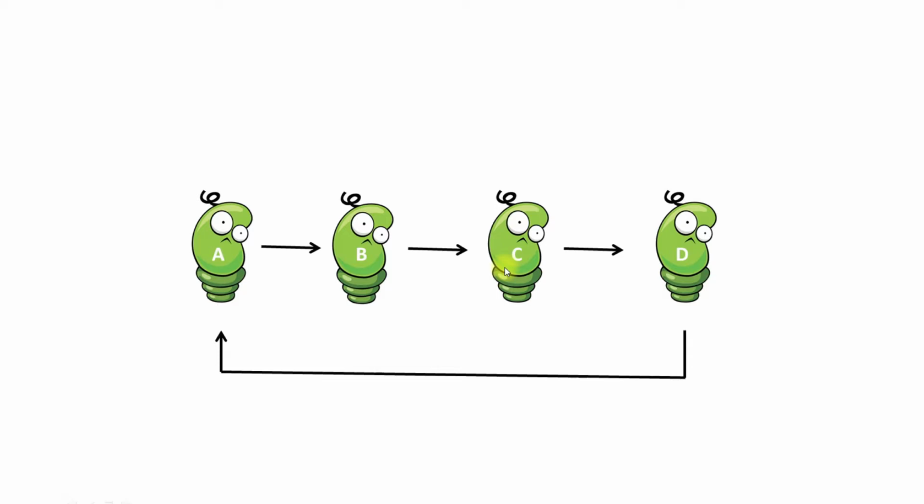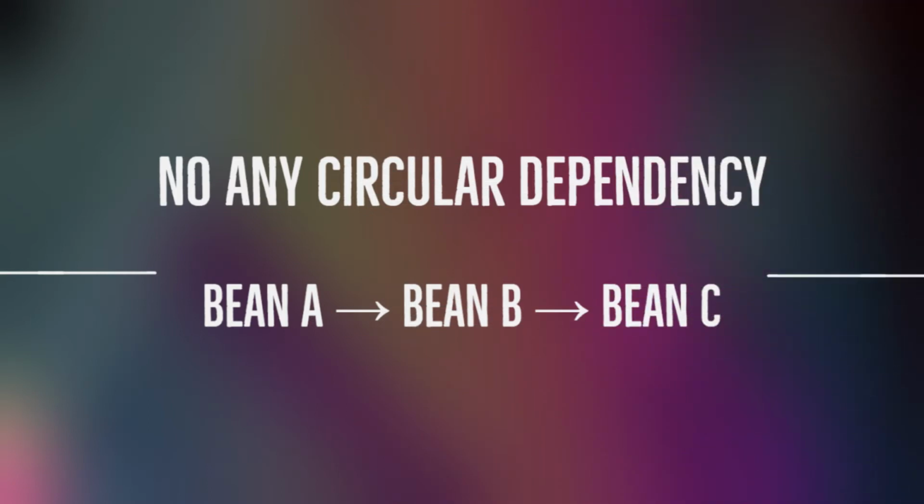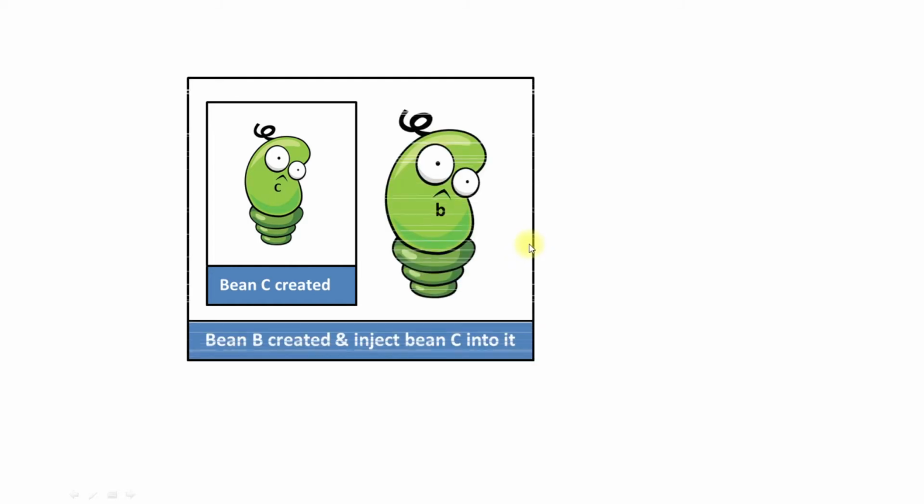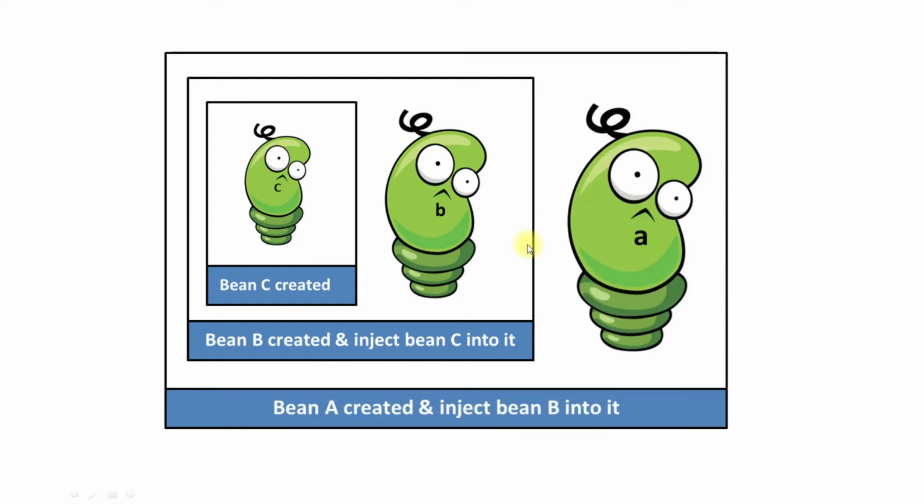So what happens in Spring? When the Spring context loads all the beans, it tries to create beans in the order needed for them to work completely. Let's say we don't have a circular dependency. We instead have something like bean A depends on bean B, which then depends on bean C. So there is no circular dependency. In that case, Spring will create bean C, then create bean B and inject bean C into it. Then create bean A and inject bean B into bean A.